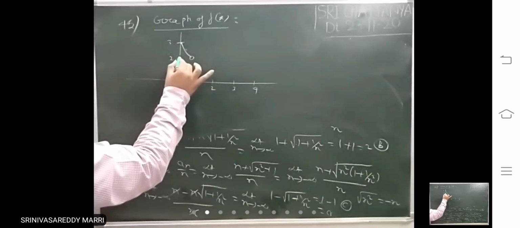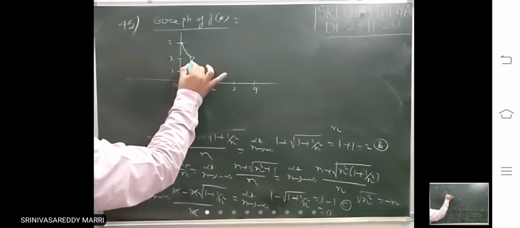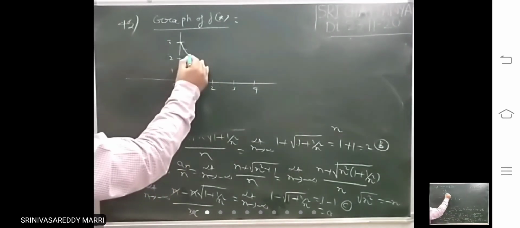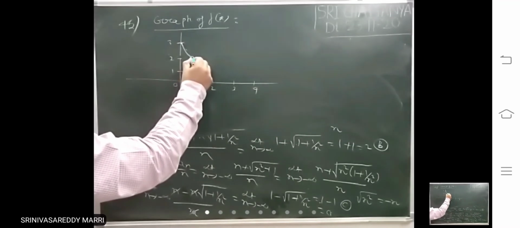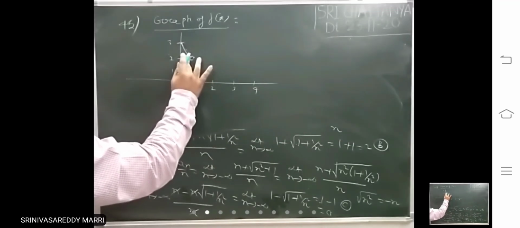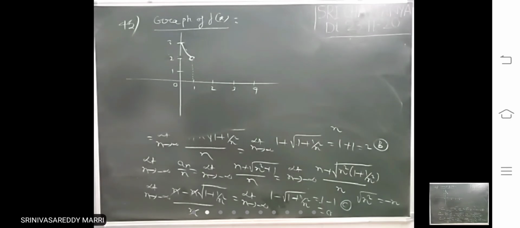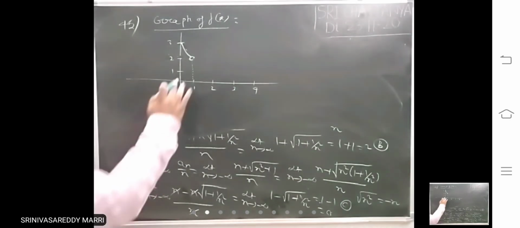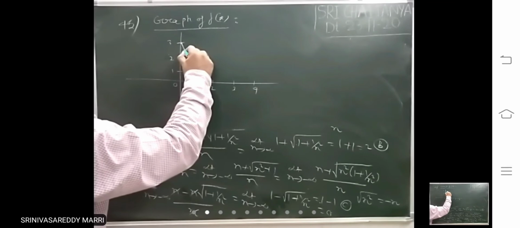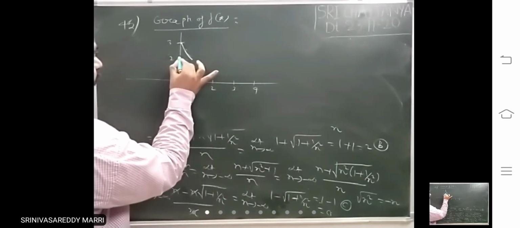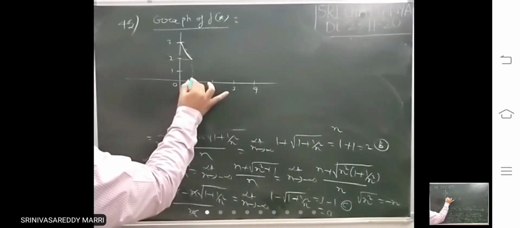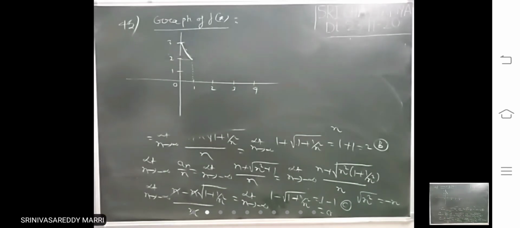So at 1, not drawn, till 1. Now at 1, white circle means there is no graph. This is also there, till here. That means at 1 what is the value given? At x equal to 1, the y value is 2. That is the main thing.